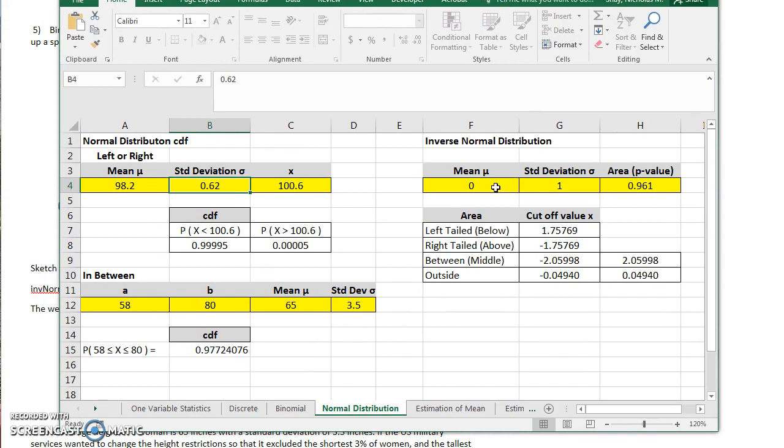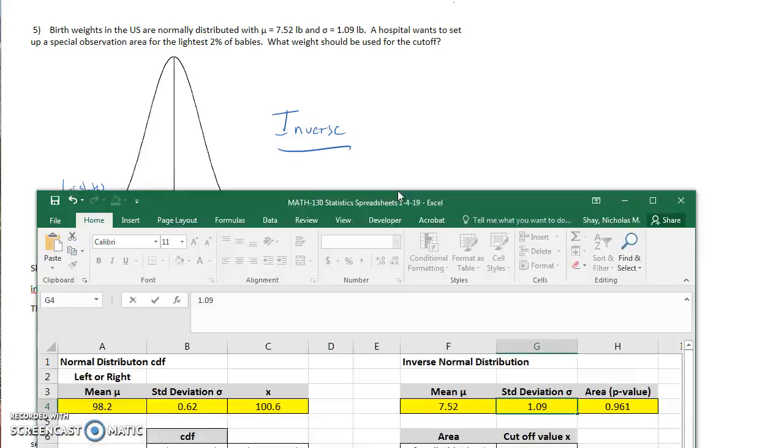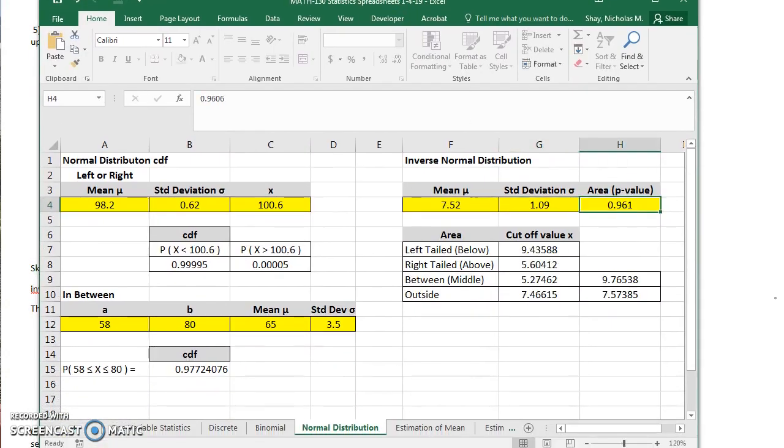When I take a look right here, it wants the mean, which I know is 7.52. It wants the standard deviation, which was 1.09. Let me just double check. 7.52 and 1.09. And then it wants the area, which we said was 0.02. Be careful, it's not 0.2. We have to divide that by 100. So the area is actually 0.02.